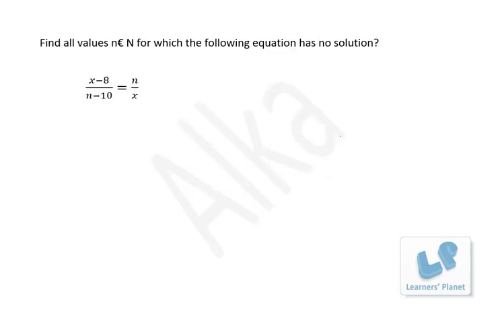Now friends, let's see this question. Find all the values where n belongs to N for which the following equation has no solution. Okay, so this is just an equation, so let's cross multiply this. So x square minus 8x is equal to n square minus 10n. So x square minus 8x minus n square, or I can say plus n square, just a moment, minus n square minus 10n is equal to 0.